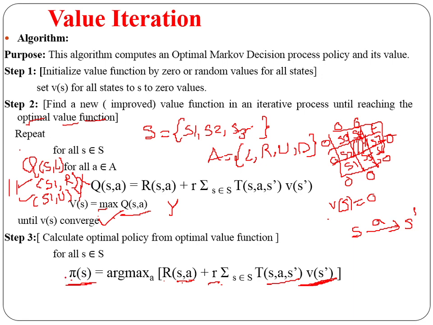This policy is indicated by the symbol pi. Pi of S is your optimal policy, and you get this optimal policy from the optimal value function. V of S dash is your optimal value function, and that will be used here so that you will get the optimal policy value.